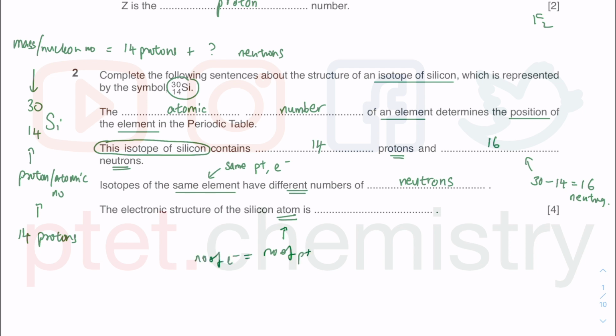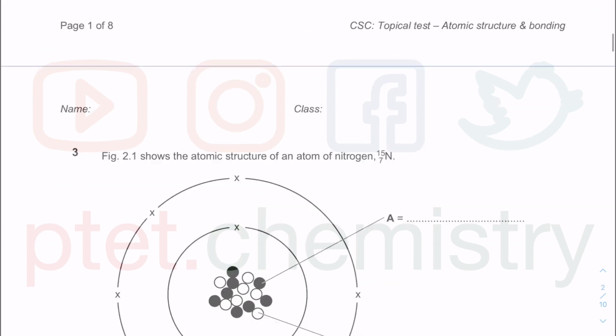So we're looking at period 3 and group 4. So 2 in the first shell, 8 in the second shell, and 4 in the third shell. First shell, second shell, third shell, period 3. And then group 4, because 4 valence electrons. The group number is given to you in the periodic table for free, all that for 4 marks.